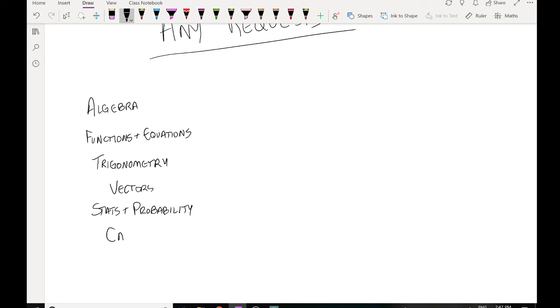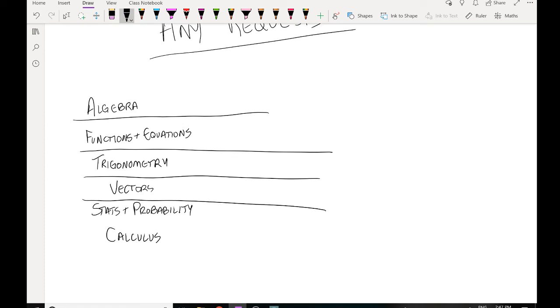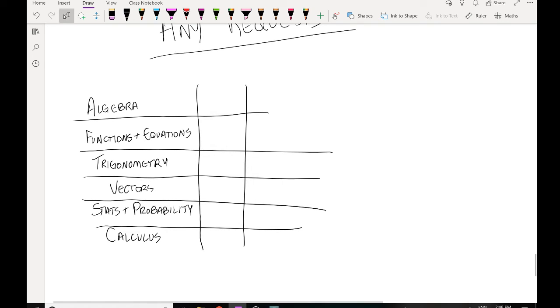And finally, a little bit of calculus. And so those are the main topics that are going to show up on the exam. So if you are trying to prioritize your time in terms of preparing for these things, remember that you should do that based on how many hours are allocated in the syllabus.